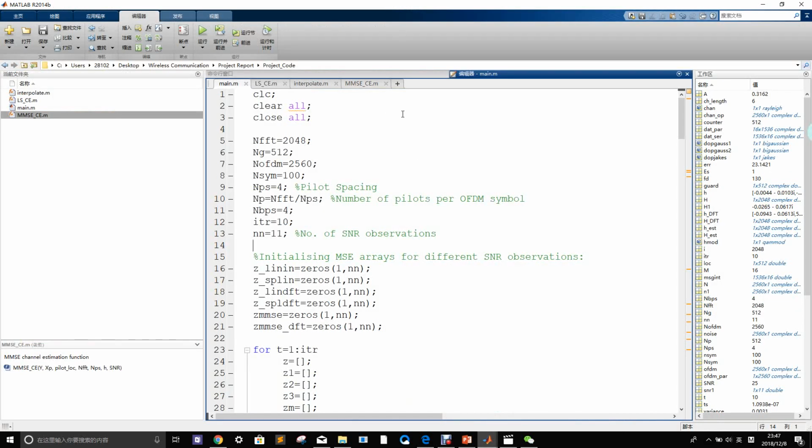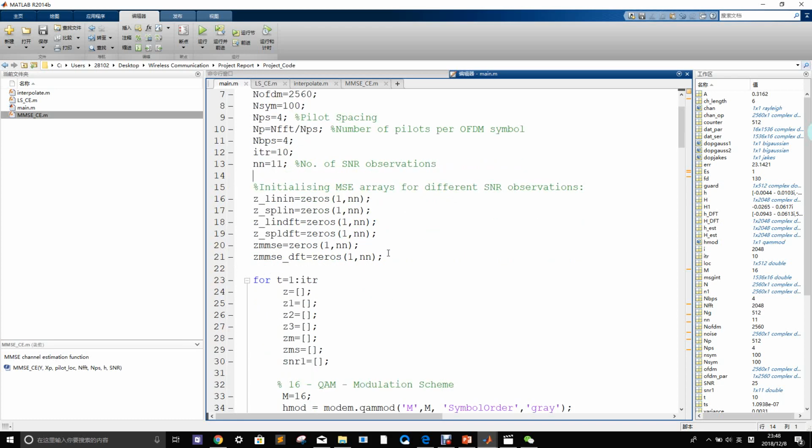This is the main function. First, I initialize the variables such as nFFT. I set the number of FFT to 2048, the ng equals 5 times, the number of OFDM equals 2560, and the number of SYM is 100. The pilot spacing equals 4. This equation means the number of pilots per OFDM symbol. The number of BPS equals 4, and the number of SNR observations equals 11.